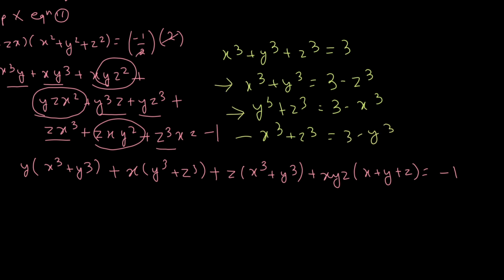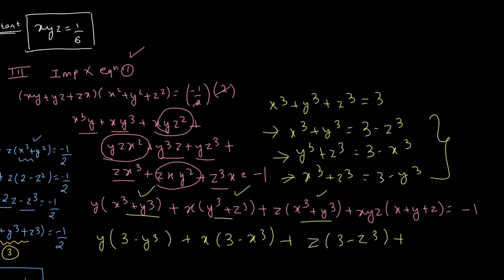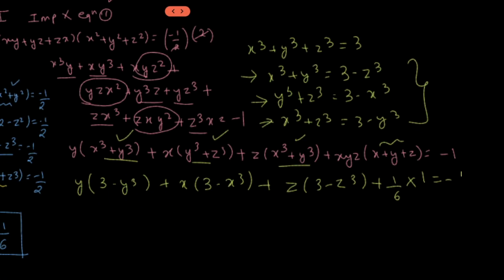So these three values can be just replaced in these three brackets. So y multiplied by 3 minus y cube plus x multiplied by 3 minus x cube plus z multiplied by 3 minus z cube. These three things were just replaced respectively according to this equation, plus x into y into z. Now remember that the second equation contains the value for xyz, that is 1 upon 6 multiplied with x plus y plus z, and this is our equation number 1, and it was already having a value 1, and this thing is equal to -1.